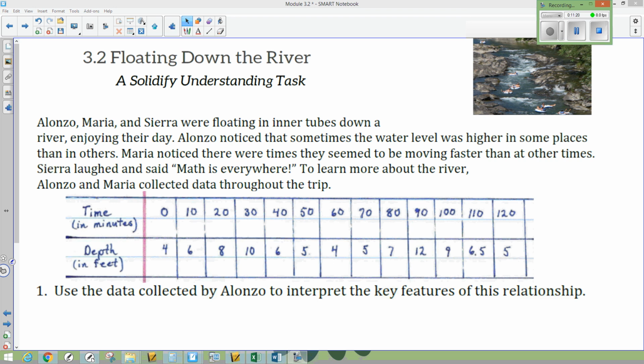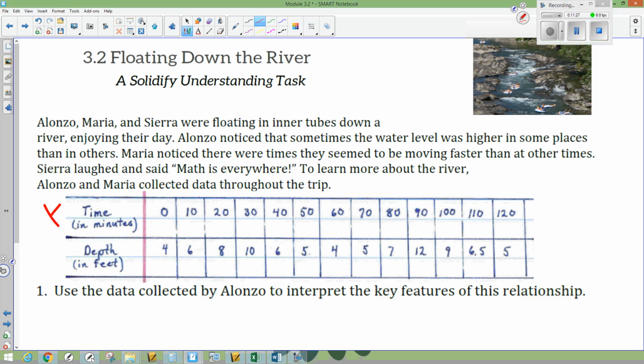Let's make sense of this. It's just a chart, just a table. On the top here, the time in minutes, these are our x values. The depth of the water in feet are our y values. There's just a line right here down the middle. So if we make sense of what this chart is saying, at 0 time, the water is 4 feet deep. And at 10 minutes, the water is 6 feet deep. At 20 minutes, it's 8 feet deep, and so on. Does that make sense?